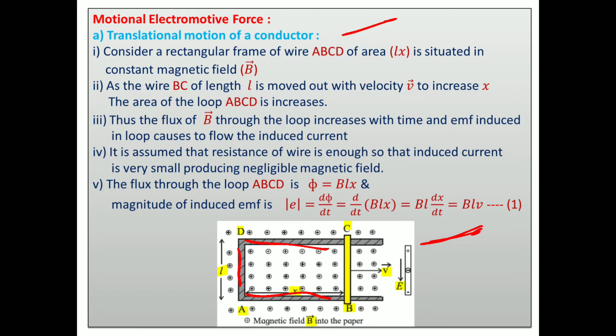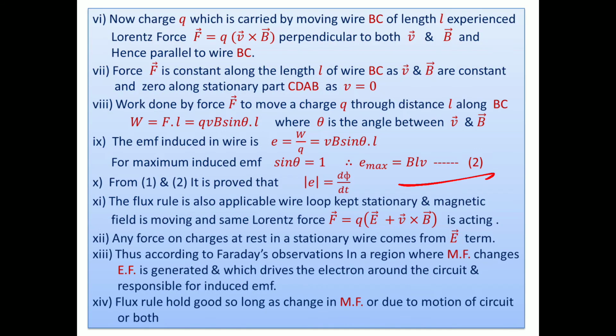In the last lecture we discussed this. Or the wire is moving, there is a change in flux. Then the flux rule is also applicable, whether the wire loop is stationary or the magnetic field is moving. The same Lorentz force is acting on it.